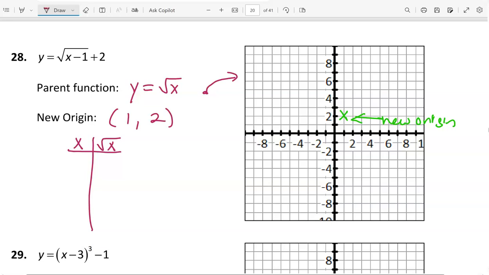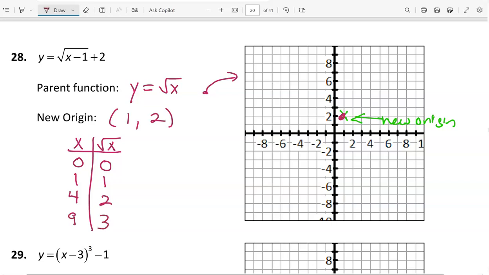So when we're taking a square root, the numbers that we're going to plug in are a little different. There are the numbers that will give us a whole number square root. The square root of 0 is 0. The square root of 1 is 1. The square root of 4 is 2. The square root of 9 is 3.